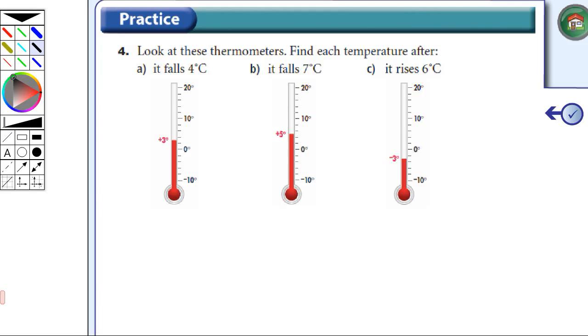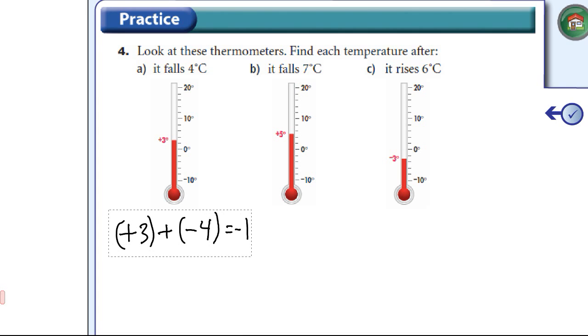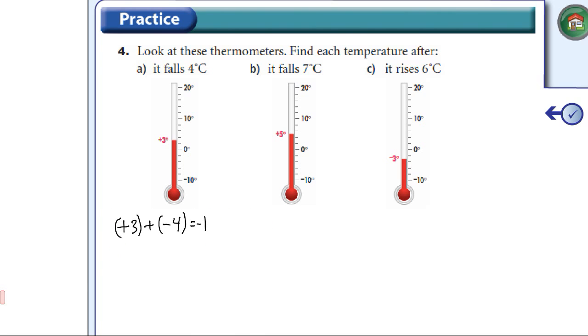So thermometer A, we started at +3. So that's our starting point. We can write that down, +3. And we're going to fall 4 degrees Celsius. So we're going to be adding a new temperature. And this new temperature that we're adding is -4 because it's going down. So we were at +3, and we go down 1, 2, 3, 4, and that's going to leave us at -1.